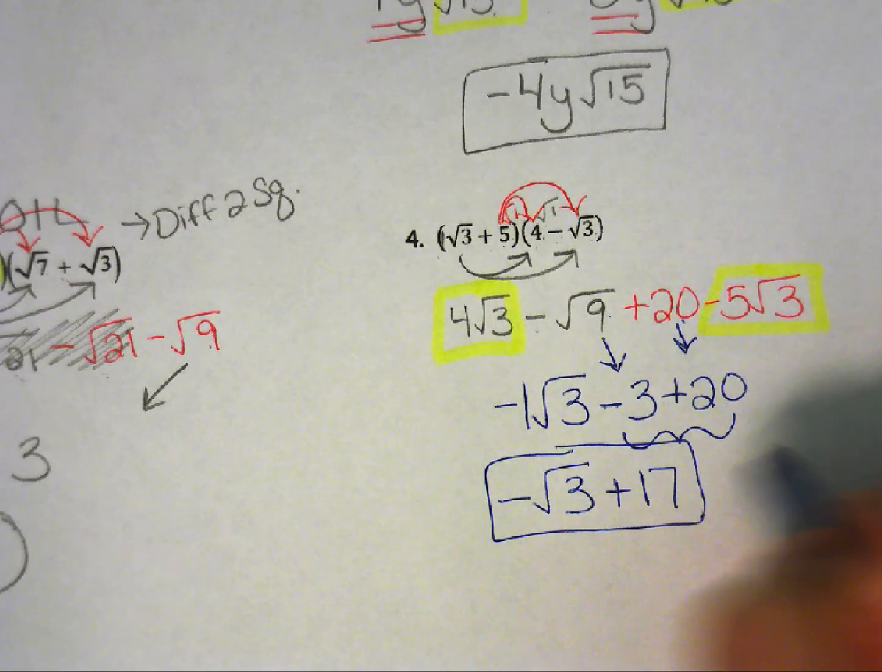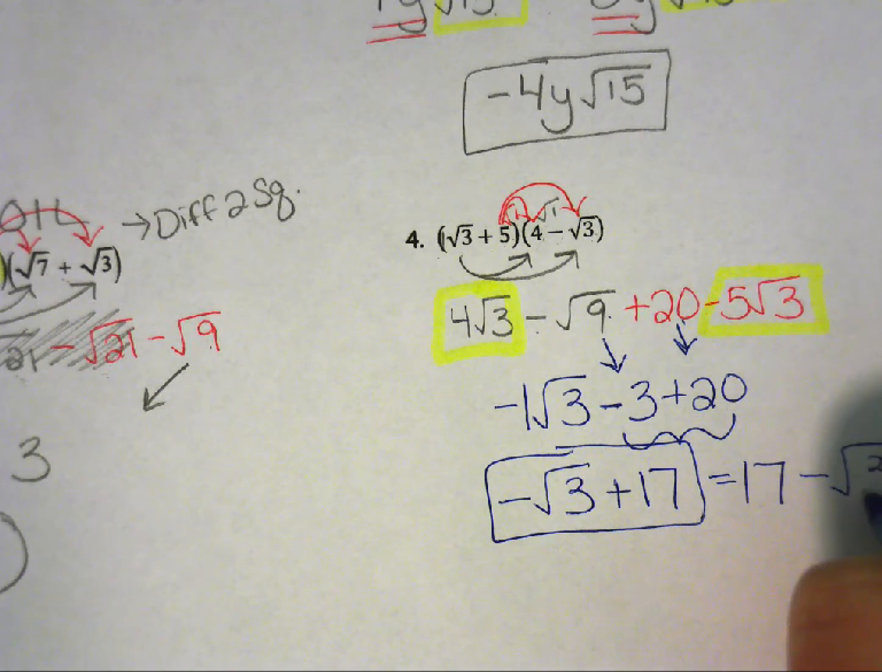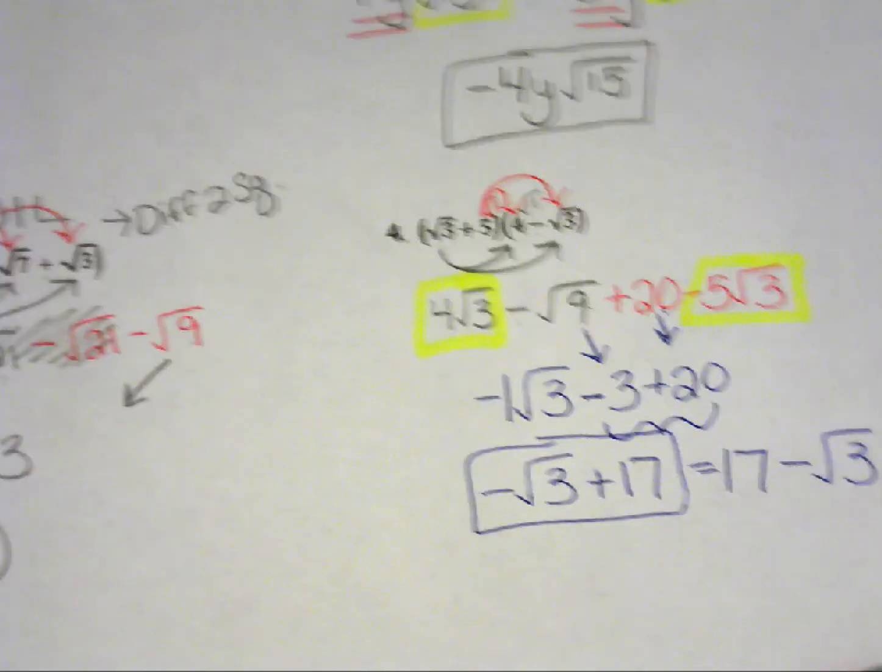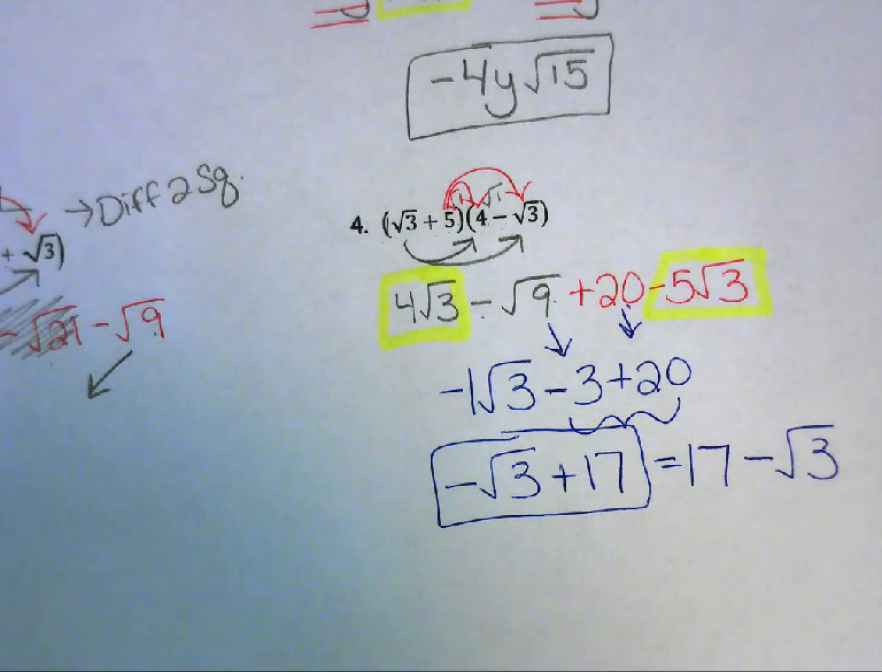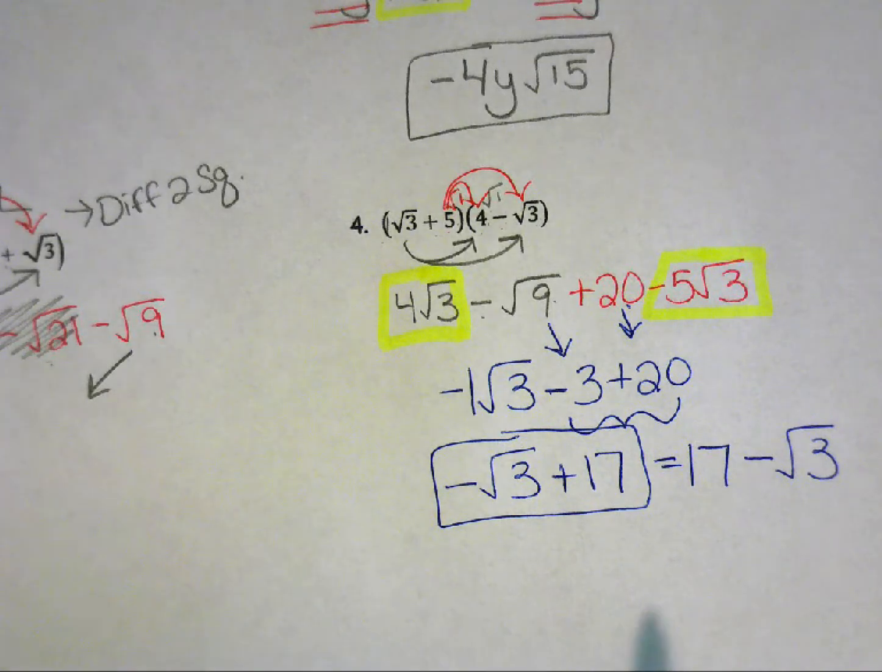Or if you would rather put the 17 first and then do minus square roots of 3, that would also be acceptable because, again, order of operations, it's not going to change your answer, the commutative property there. So again, that's up to you.